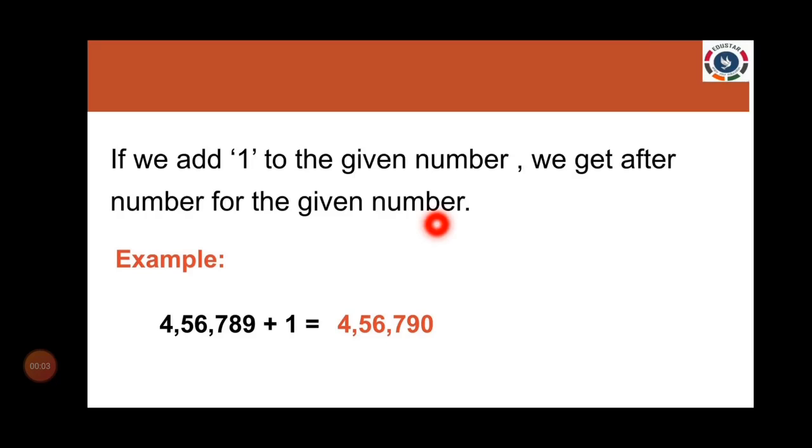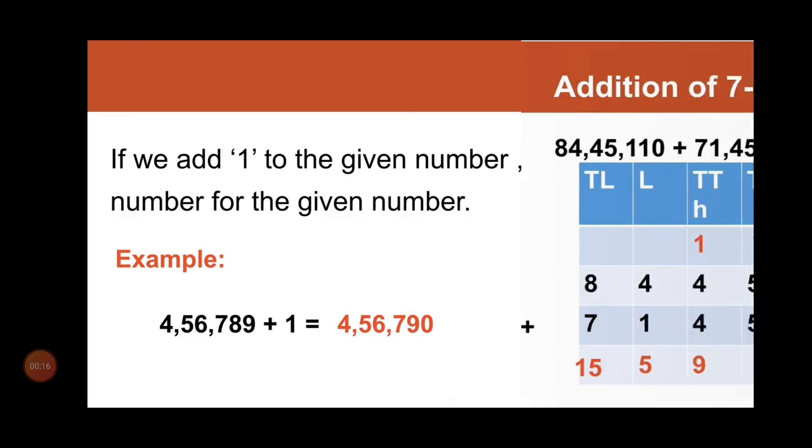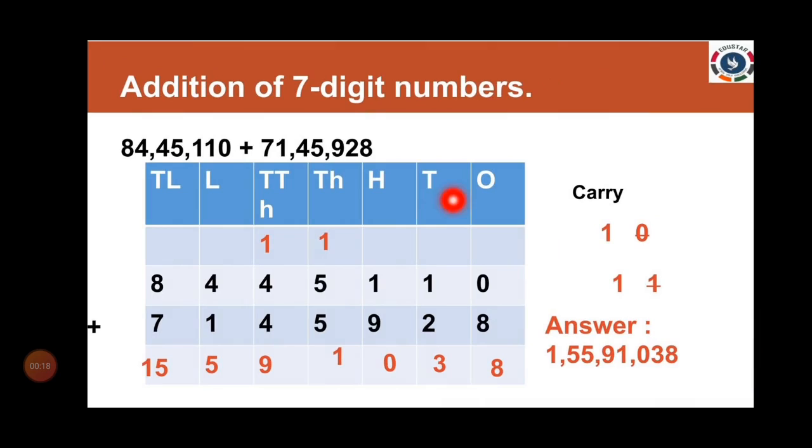If we add 1 to the given number, we get the next number for the given number. When we add 1 to the given number, we get the next number, that is the successor. For example, 4,56,789 plus 1. You add 1 to the given number and you finally get 4,56,790.